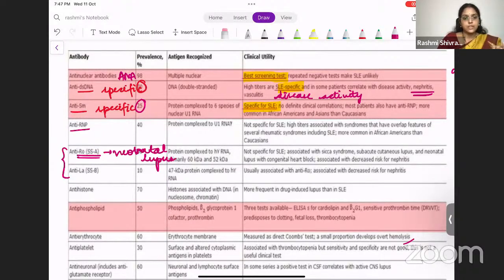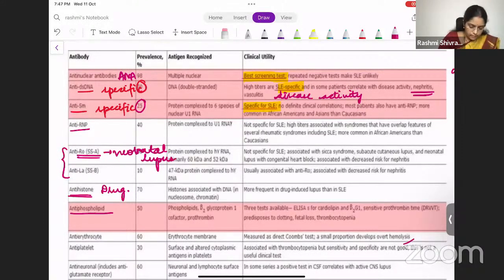ANA is a very good screening test. Anti-dsDNA and anti-Smith are specific. Anti-RNP is not specific for SLE; it is seen in overlap syndromes. Anti-Rho antibody, neonatal lupus. Then moving on to anti-histone antibodies. Anti-histone, you need to remember, is seen in drug-induced lupus. So anti-histone antibodies, drug-induced lupus.